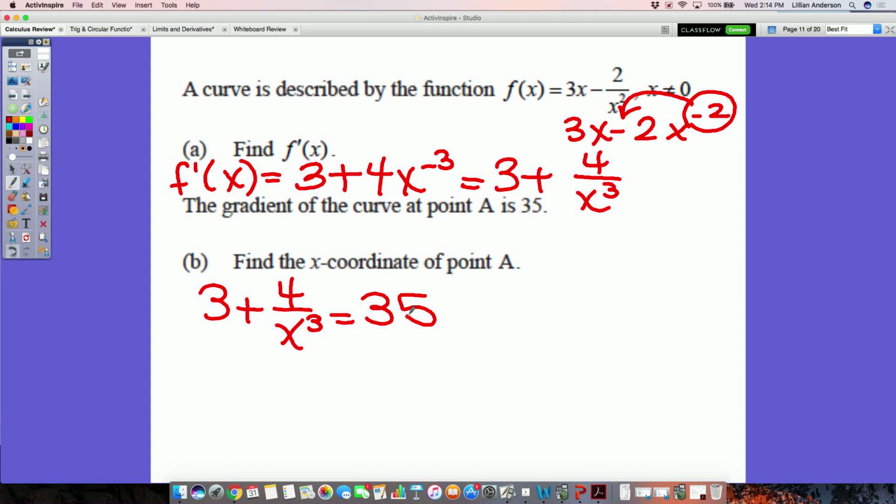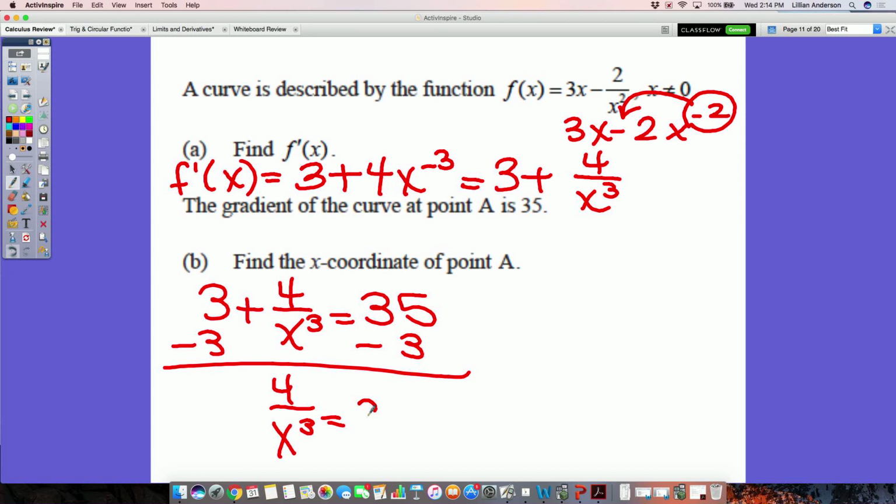And what we found in part A was the gradient function. So now we solve this. Hopefully you remember your skills of solving an equation. What do you start with? Minus 3. So I'll have 4 over x to the third equals 32. Then what? Multiply by x to the third.